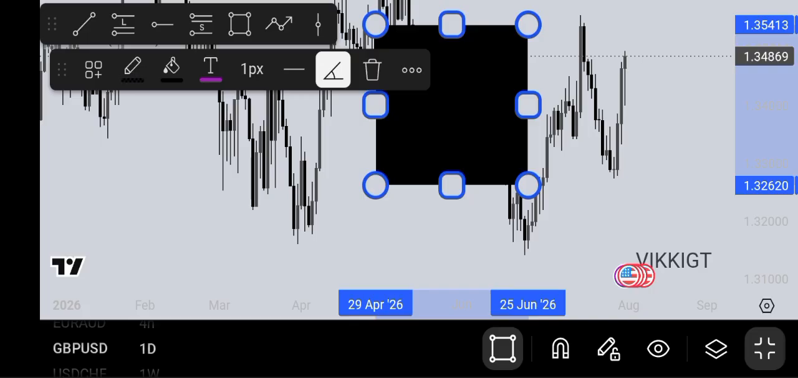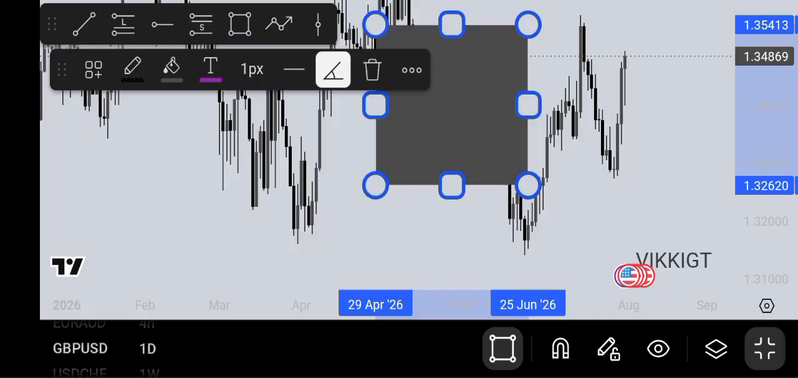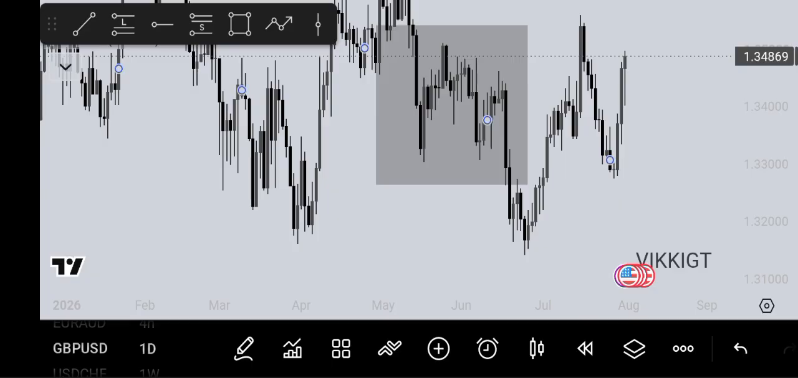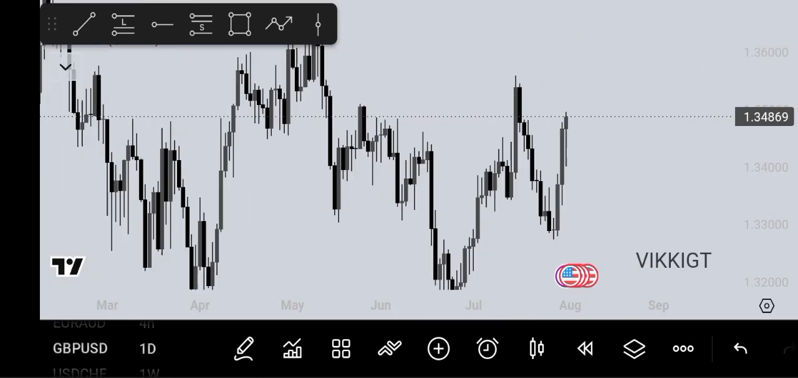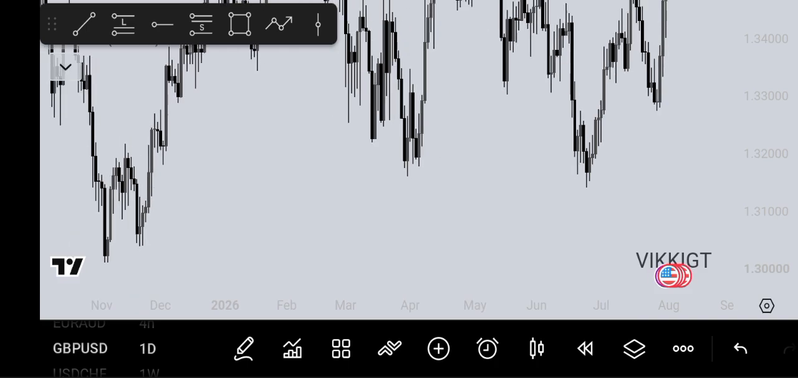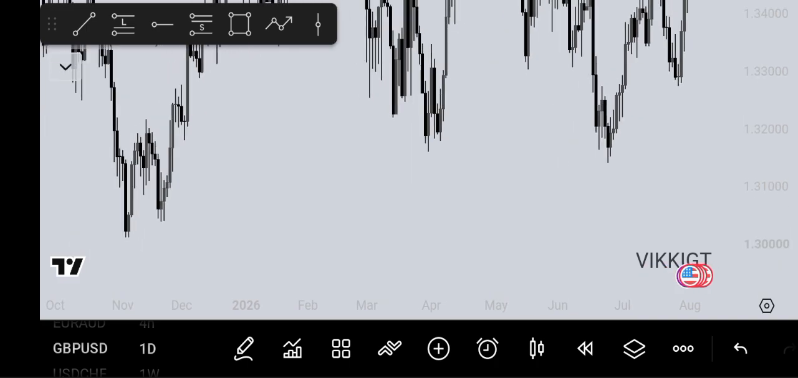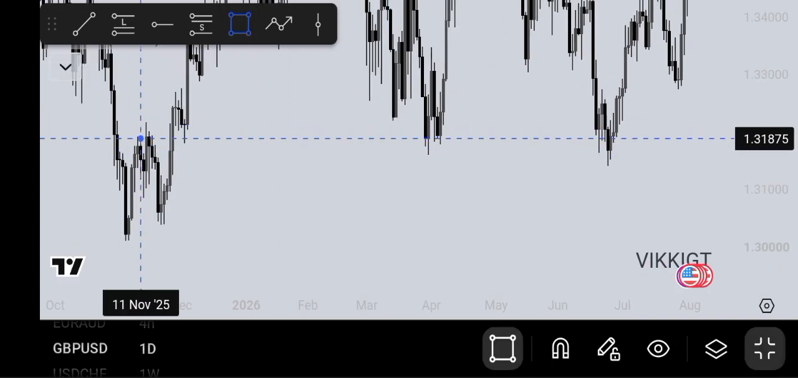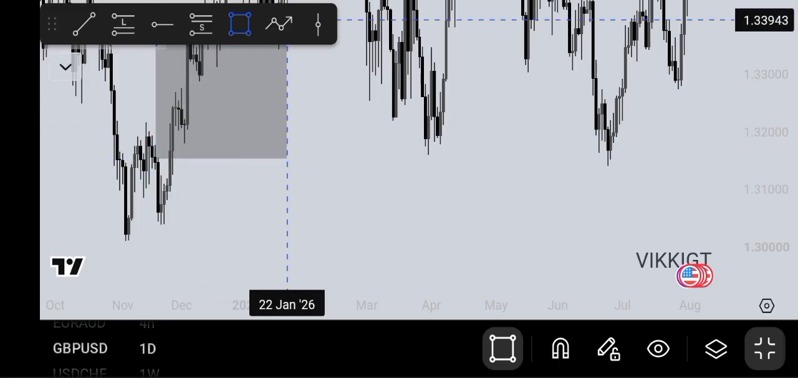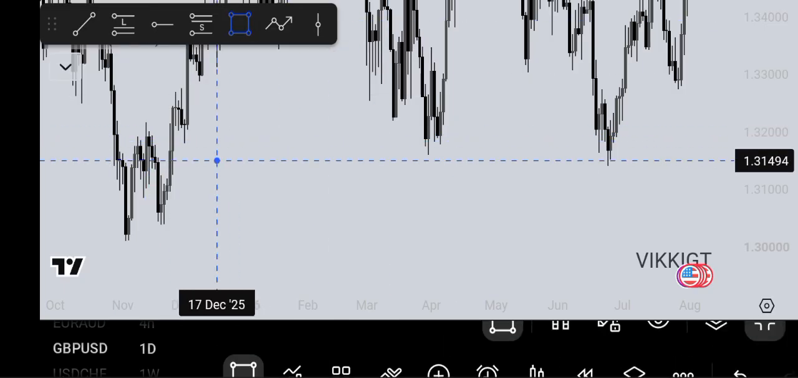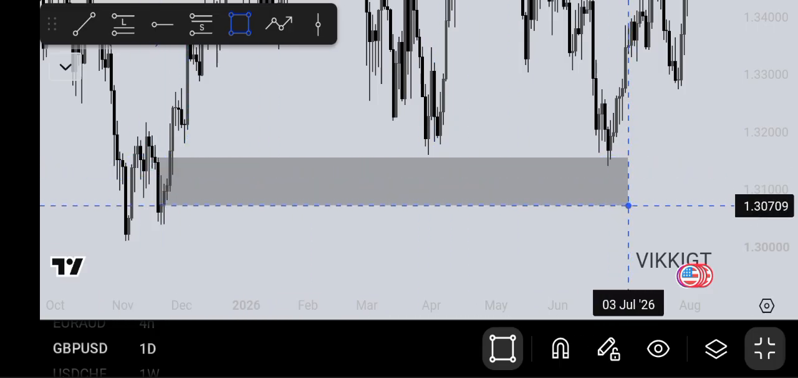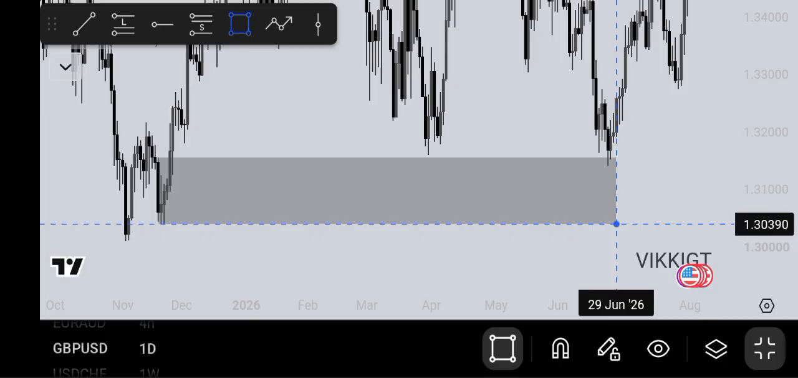I took a lot of sells from this point, and if we look at this higher time frame on GBPUSD, this is the daily time frame. You can see that price is coming from this area. This is an order block, a demand area. As you can see, price is coming from this demand area.